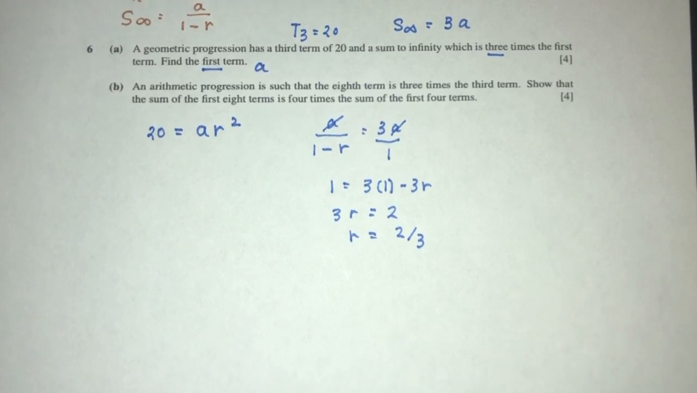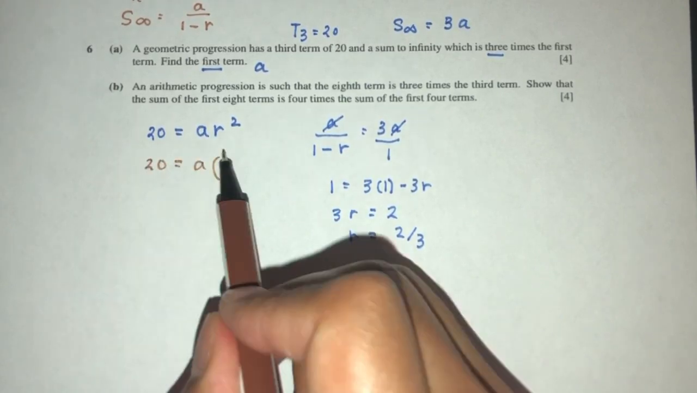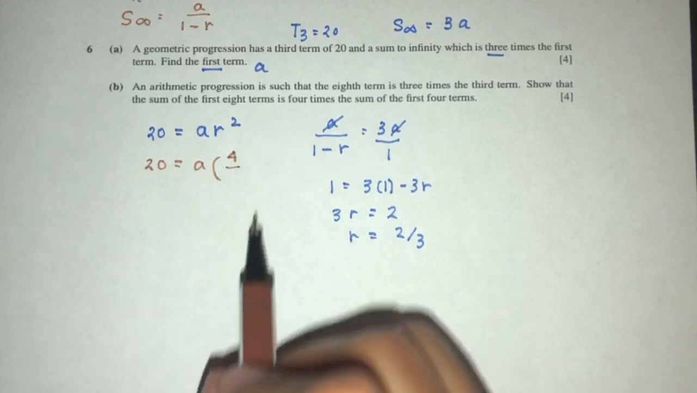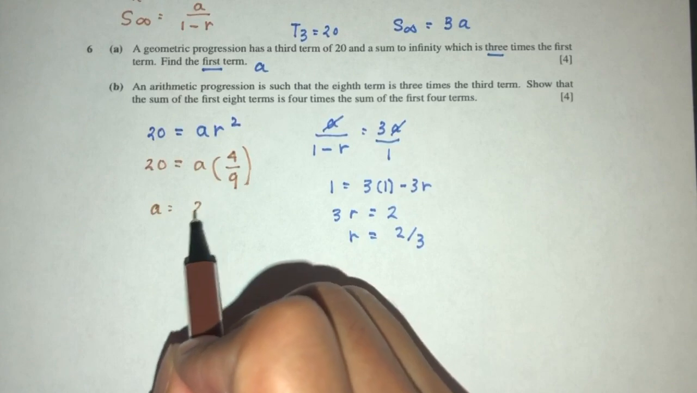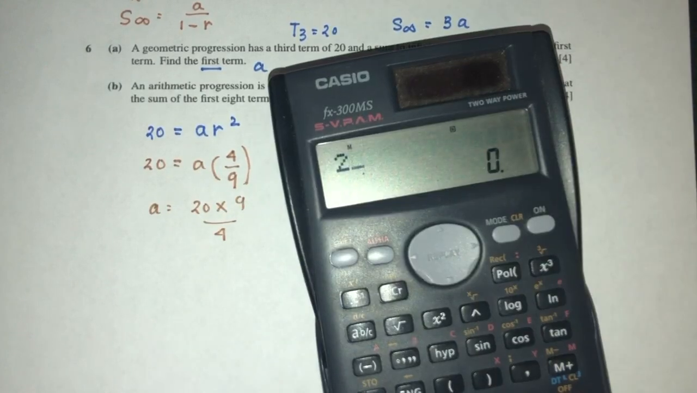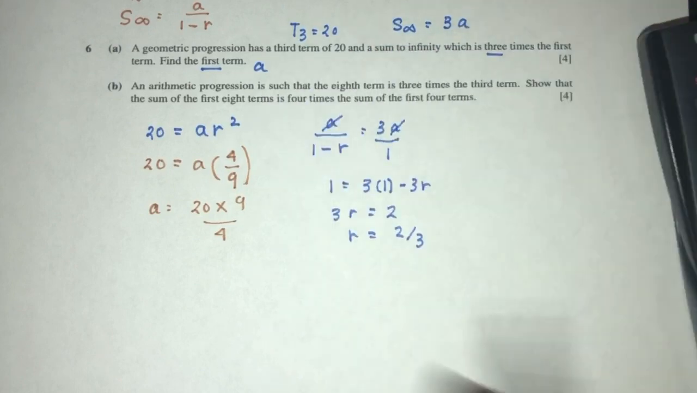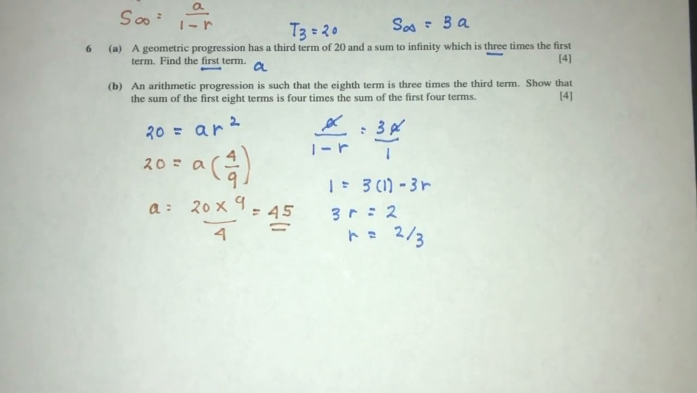Now let's find the value of a. So replace, you have 20 here, a we don't know, r is 3 over 2. That should be squared, you get this. So a will be 20 times 9 over 4. That will be 45. 45 will be your value of a. That is, the first term is 45.